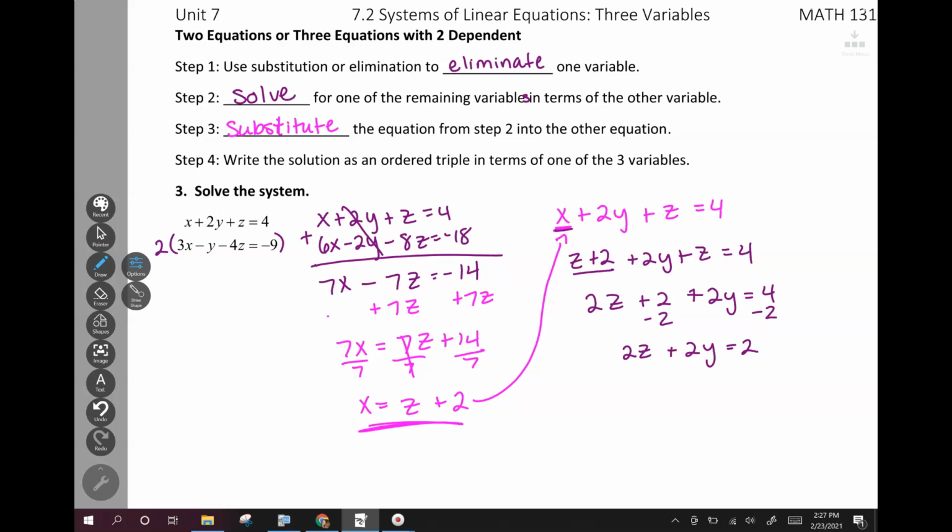And you want to solve for the third variable. So I already know what x equals. I mean, I know it's in terms of z, but now I want to get y in terms of z as well. So I'm going to subtract 2z. And I'm going to divide by 2. So y equals negative z plus 1.